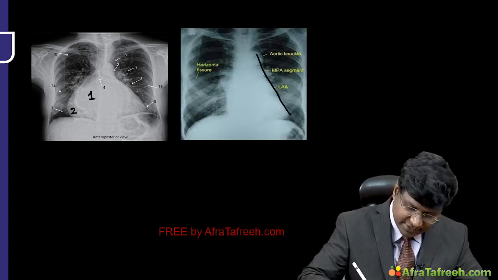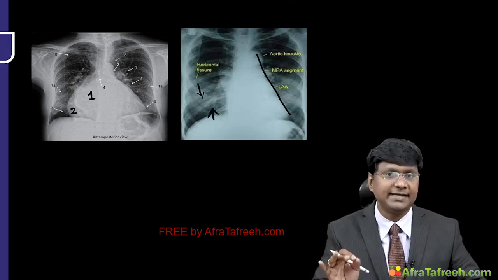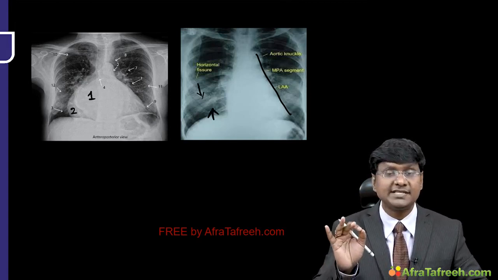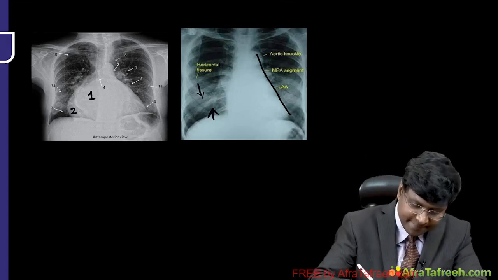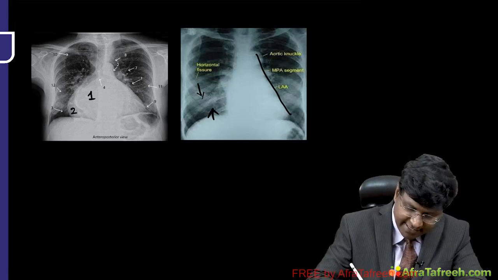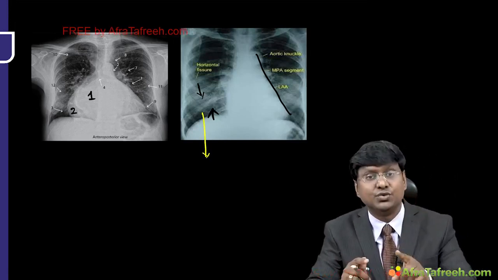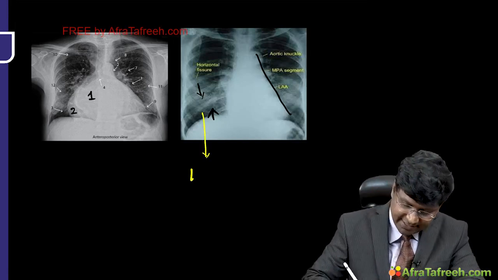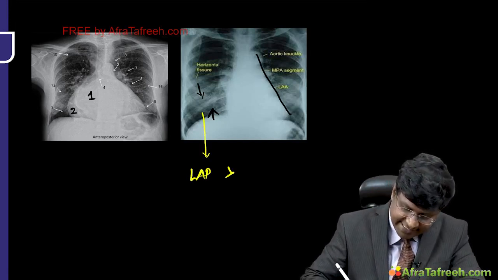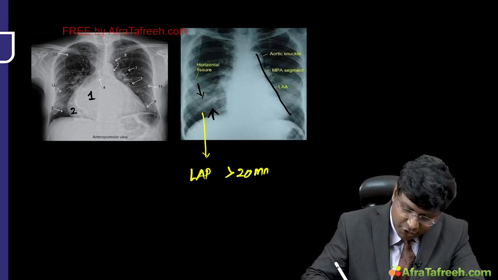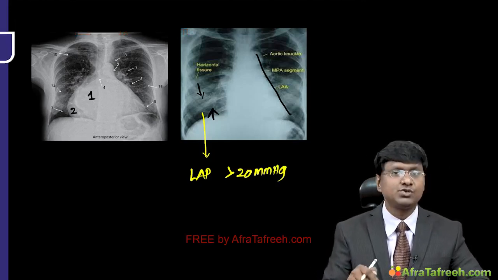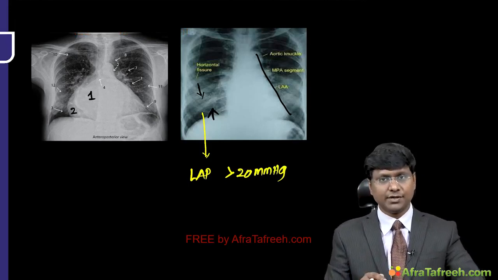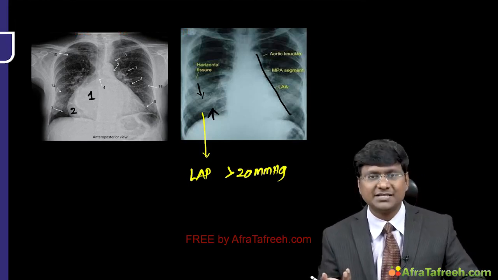And what did we discuss? That you have the presence of the Kerley B lines, which is suggestive of interstitial edema, right? And you have to remember one important point: if there is presence of the Kerley B lines, what does that tell you? That tells you that left atrial pressure has exceeded 20 millimeters of mercury, which is suggestive of interstitial edema.